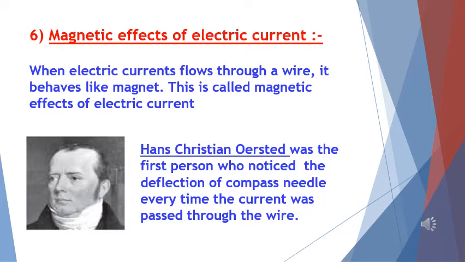Now let us study about the magnetic effect of electric current. When electric current flows through a wire, it behaves like a magnet and we observe some amount of deflection. This is called magnetic effect of electric current. Hans Christian Ørsted was the first person who noticed this deflection of compass needle every time the current was passed through a wire.